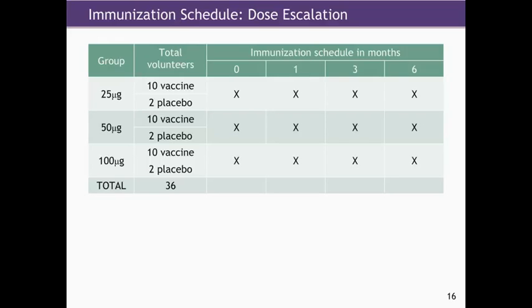10 would receive vaccine and 2 placebo. And they would do that study and then evaluate the results and then move on to higher doses, to 50 micrograms or 100 micrograms in this particular trial. And the process of actually how you go about assigning those different groups to different volunteers will be described in the protocol in great detail as well.